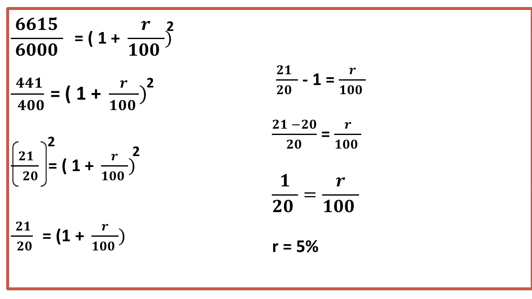In the next step, transfer plus 1 to the left hand side. It results as 21 by 20 minus 1 is equal to R by 100. Take the LCM as 20, subtract 21 minus 20, it results as 1 by 20 is equal to R by 100. Therefore, R is equal to 5%.